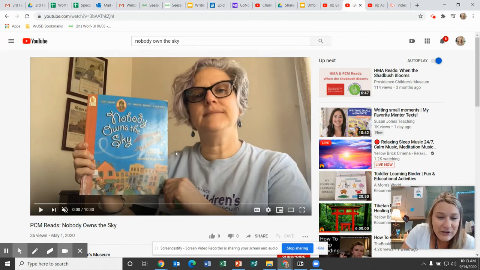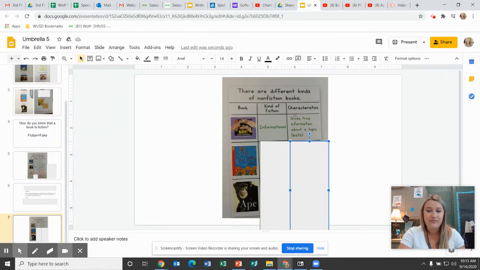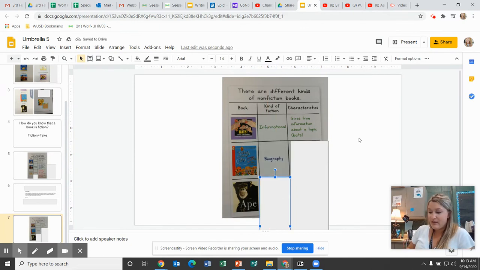There's a little glare there, but you can see this book. It's kind of like a cartoon looking book. This book is a biography. I want you to think about what characteristics would make a biography. How does the author tell us about this book?